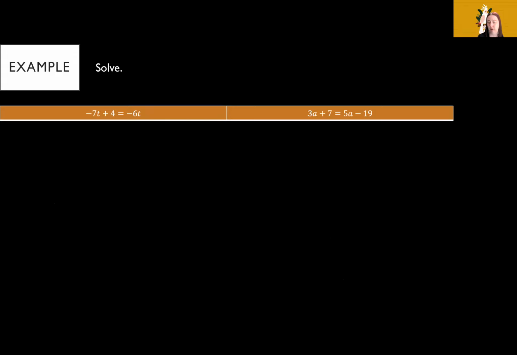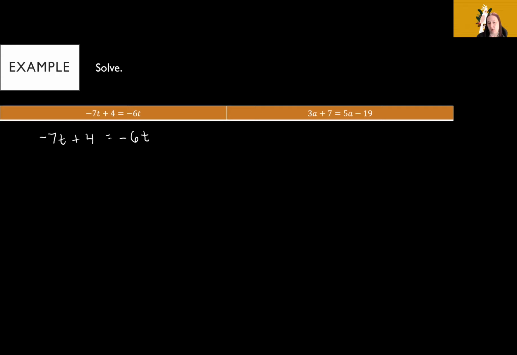So now on the left, we've got negative 7t plus 4 equals negative 6t. And then on the right, we have 3a plus 7 equals 5a minus 19. So we'll start with the left. I always start by rewriting the equation. Negative 7t plus 4 equals negative 6t. There's nothing to simplify on the left or the right. They're already simplified. So we move to step 2, which is the variable part.